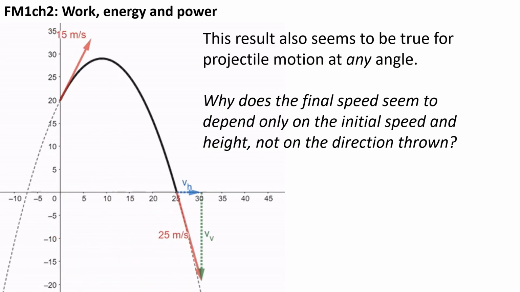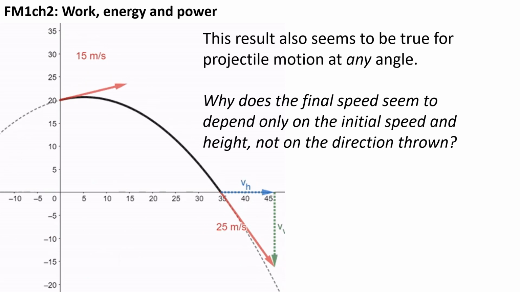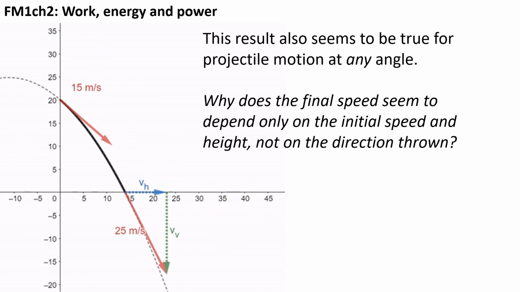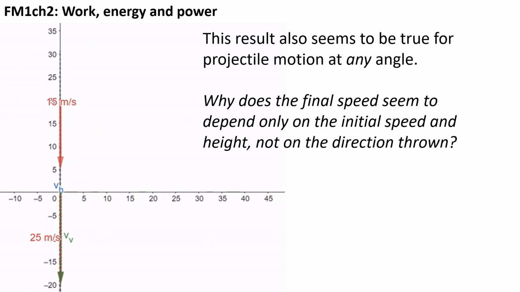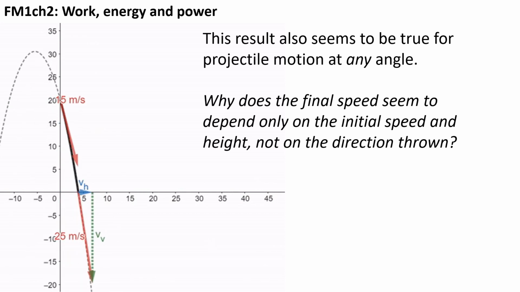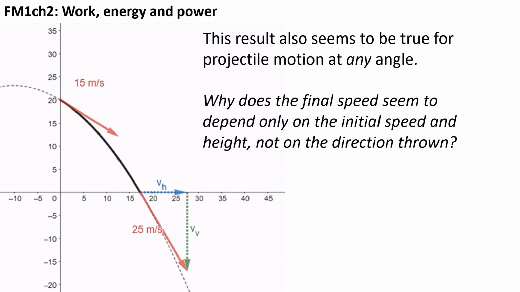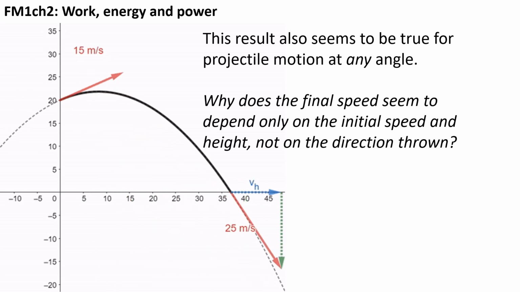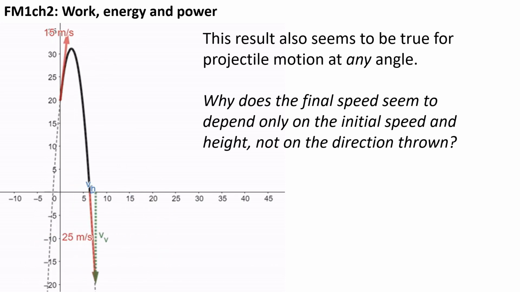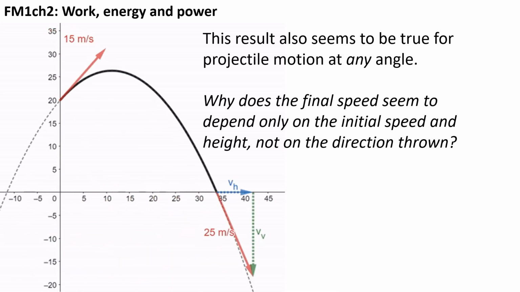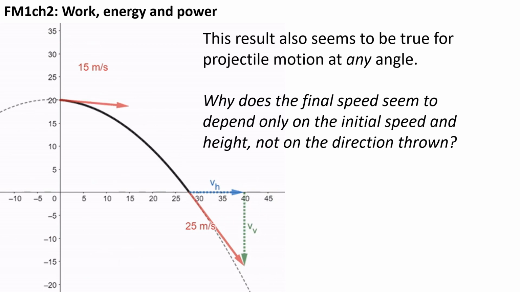It's worth considering what happens when you change the direction of projection to all sorts of other things. We've looked at perfectly vertically upwards, vertically downwards, and even perfectly horizontal, where we're aiming it completely sideways. But it turns out you can mess with that angle however you like, and the final direction will change, but the final speed will not. So that's interesting.